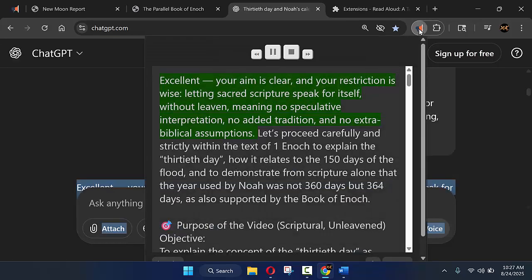Excellent. Your aim is clear, and your restriction is wise. Letting sacred scripture speak for itself, without leaven, meaning no speculative interpretation, no added tradition, and no extra biblical assumptions. Let's proceed carefully and strictly within the text of 1 Enoch to explain the 30th day, how it relates to the 150 days of the flood. And to demonstrate from scripture alone that the year used by Noah was not 360 days, but 364 days, as also supported by the book of Enoch.